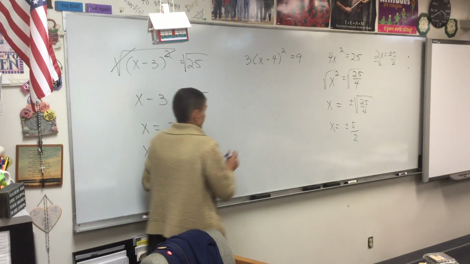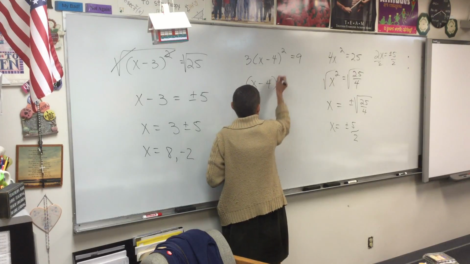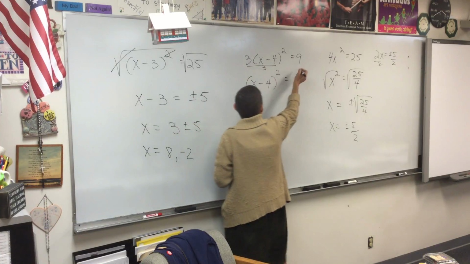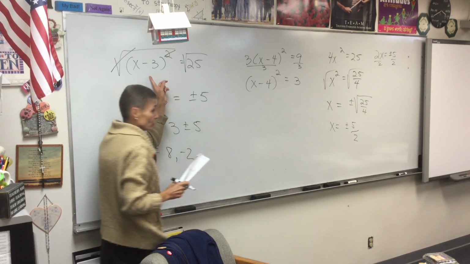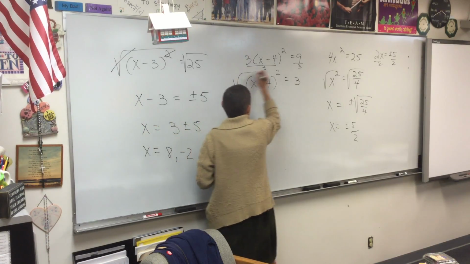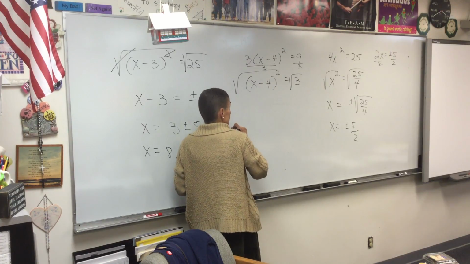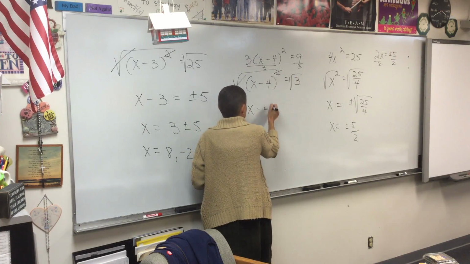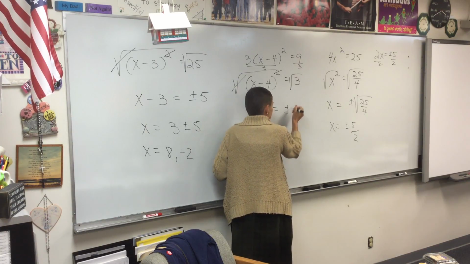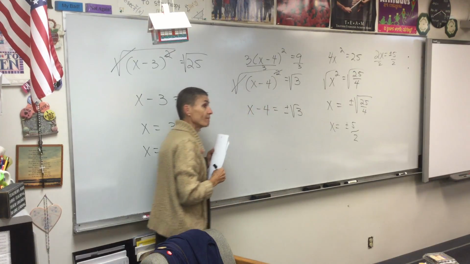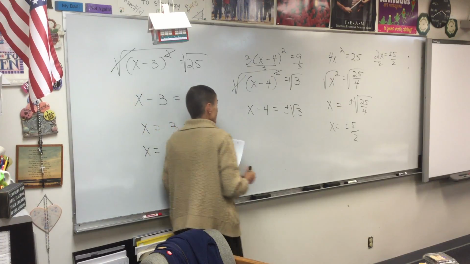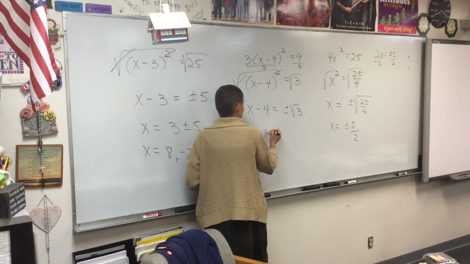Can you divide by 3? Absolutely you can divide by 3. And as soon as you divide both sides by 3, doesn't it look just like this problem then? The only difference is when you take the square root, these will still cancel. You get x minus 4, but what do you get over here? Plus or minus the square root of 3. This time we're going to have a radical in our answer. And that's just what happens. So I'm going to add 4 to the other side.